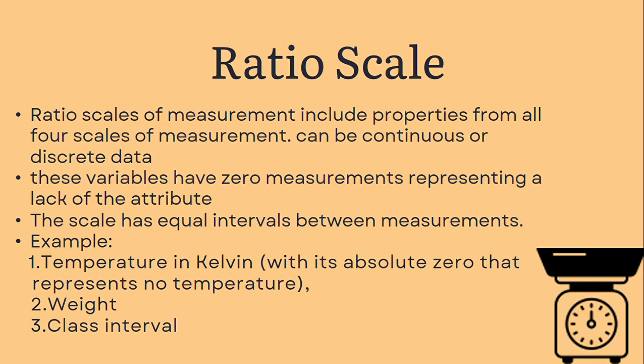Ratio scale. Ratio scale is a measurement scale where all the properties of the other scales of measurement are included. Ratio scale data is continuous or discrete. These variables have a true zero measurement, representing the lack of the attribute. The problem with the interval scale is that a true zero is not available; that is overcome with the ratio scale, which includes the true zero value. The scale has equal intervals between measurements. For example, temperature in Kelvin, with its absolute zero, represents no temperature. If we have 0 degrees Kelvin, it represents that there is no temperature.